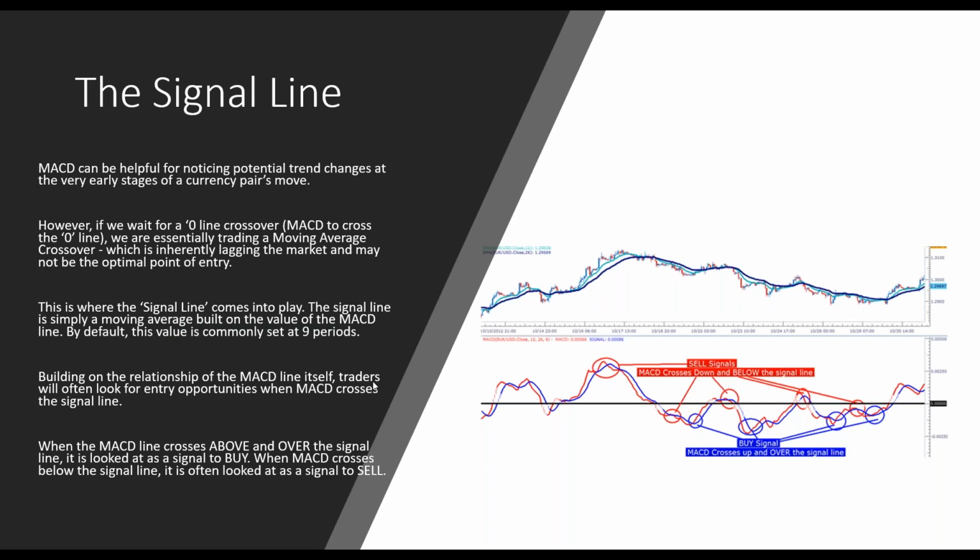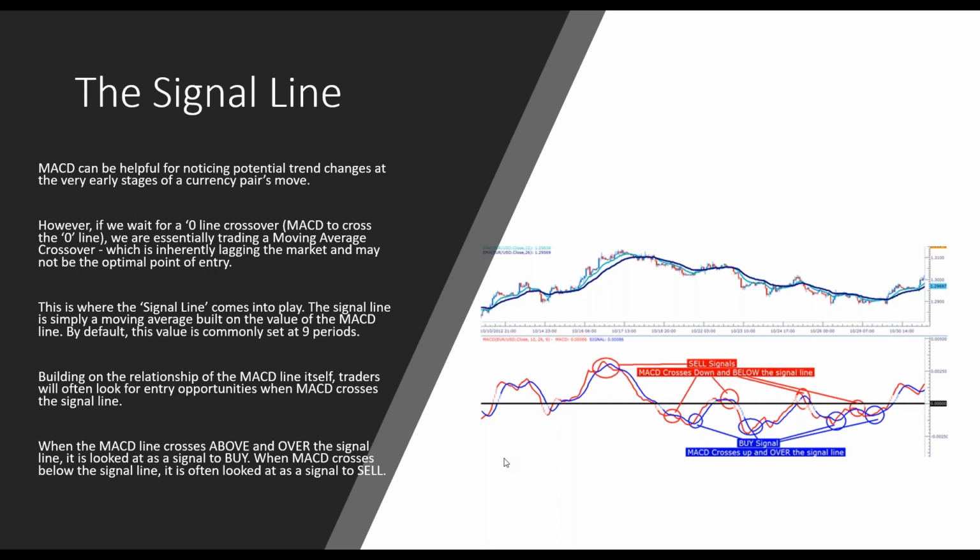Now, MACD can be helpful for noticing potential trend changes at very early stages. And this is where the signal line comes into play. The signal line is simply a moving average built on the value of the MACD. By default, the value is set at 9 periods.